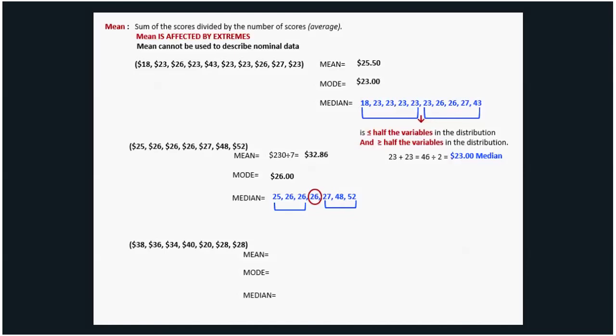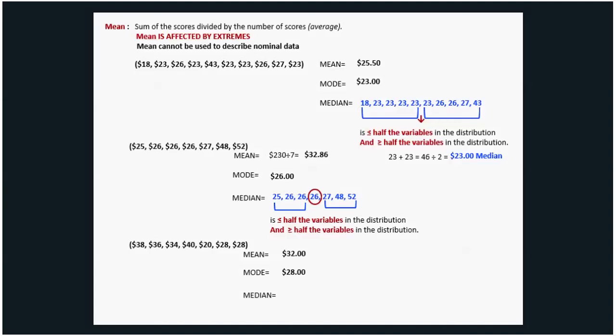Down here, we've got 38, 36, 34, 40, 20, 28, and 28. Again, if we look at the mean, I'm just going to give you the mean here. It's going to be 32, because we know with the mean, the average, we added these up, and then we divided by 1, 2, 3, 4, 5, 6, 7. Our mode, we know the mode, there's 7 numbers there, right? So with my mode, I can look up here. We've got 38, 36, 34, 40, a 20. We've got a 28, 28, so the mode's going to be 28.